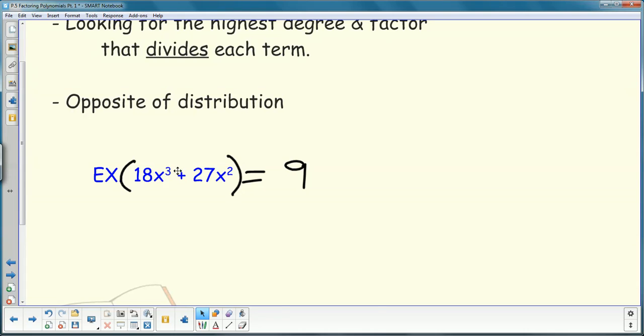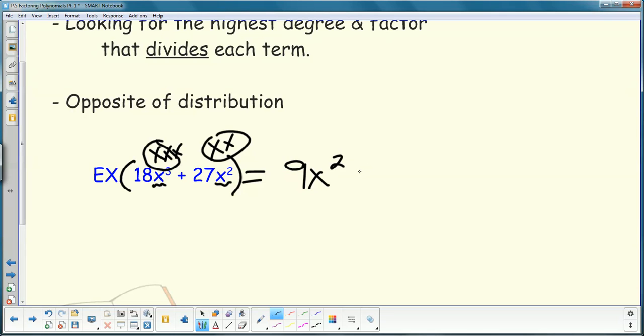Then we also need to look at our x terms. So we have an x cubed and an x squared. Now what x cubed means is it's really x times x times x, and x squared is x times x. So in this case we can think of factoring out an x squared from each one. So I'm going to write x squared as the other piece I factor out. So my greatest common factor from this is 9x squared, which means really I'm dividing each term by 9x squared in order to do the opposite of distribution.